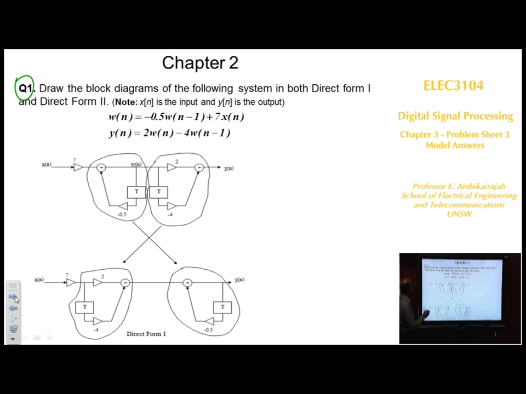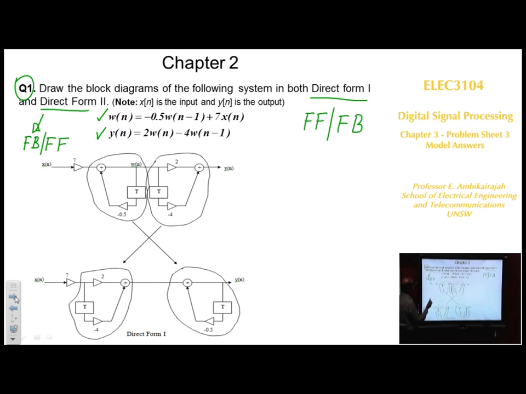You've been given a difference equation, and you've been asked to draw a block schematic diagram, direct form 1 and direct form 2. Direct form 2 means feedback first and feed forward second. Direct form 1 means feed forward first, feedback second on the right hand side.